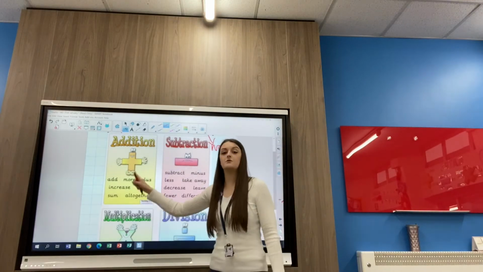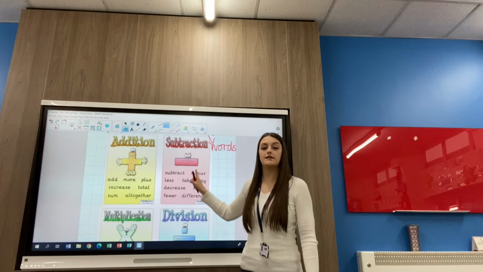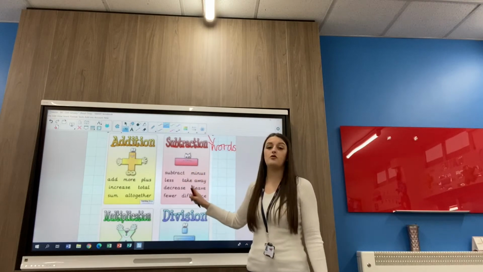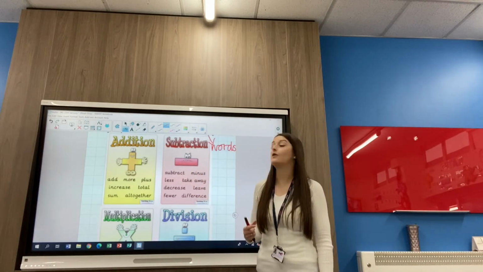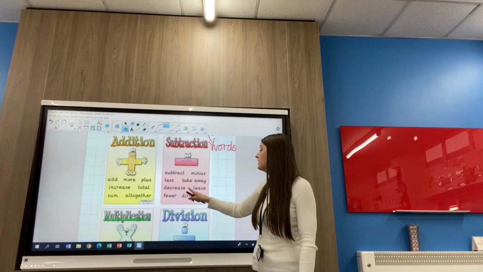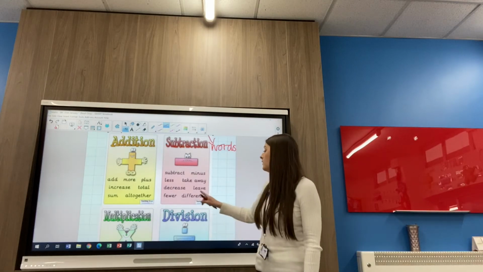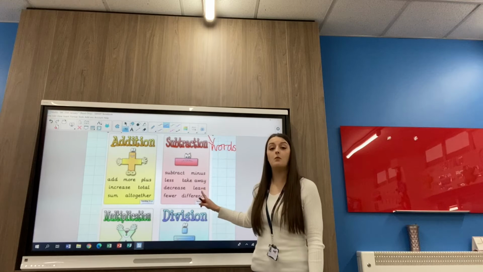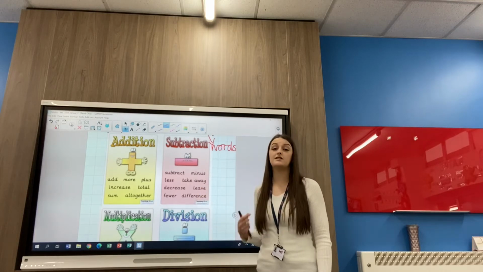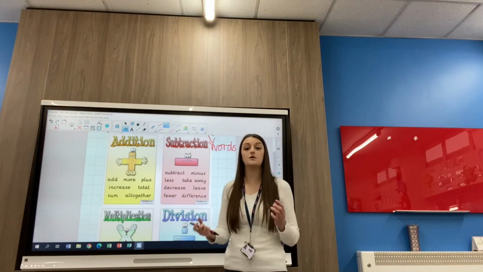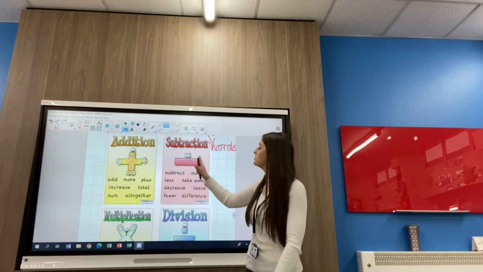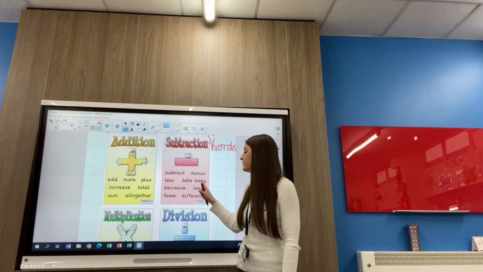Now the opposite to addition, the inverse operation, is subtraction. Because when we subtract, the number is going to get smaller. So it's decreasing, we're taking away. We've got fewer left over, and we're finding the difference when we subtract. We could be finding the difference between two numbers. That means we need to subtract the numbers we are given.